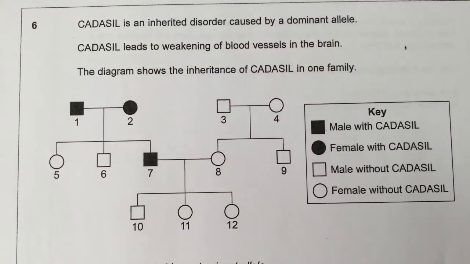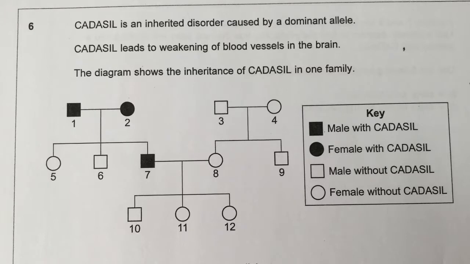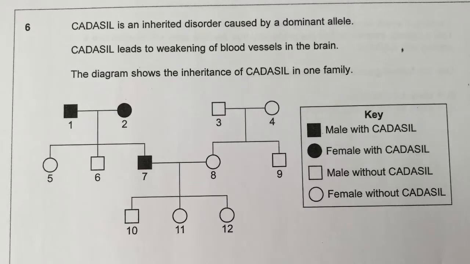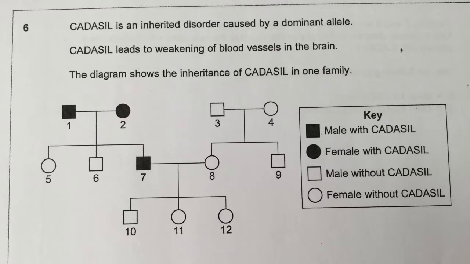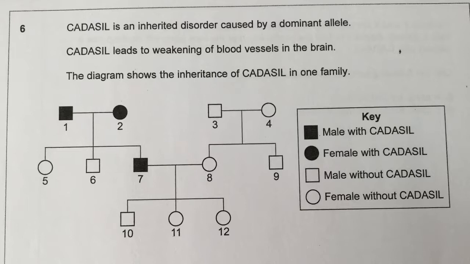Let's look at how this could be represented on a family tree. This is an old AQA question. It says CADASIL is an inherited disorder caused by a dominant allele. CADASIL leads to weakening of blood vessels in the brain. The diagram shows the inheritance of CADASIL in one family.